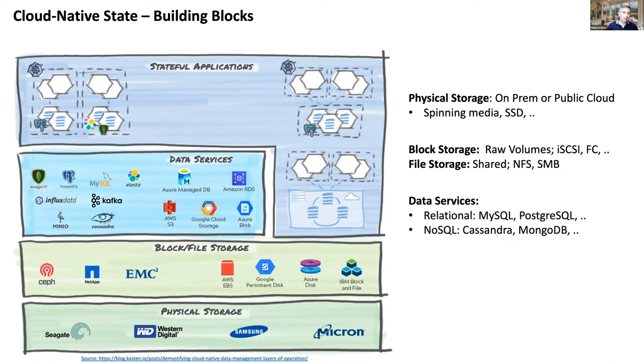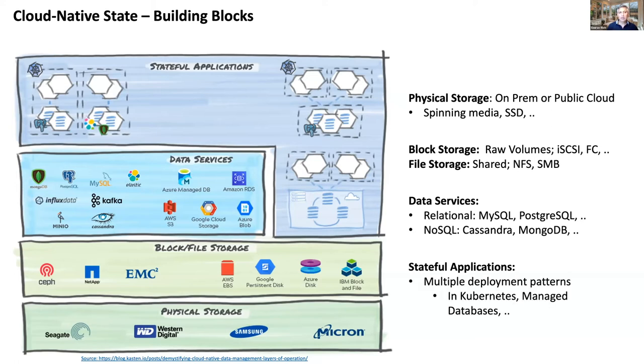The layer above it is the data services layer. This includes relational data services, MySQL, Postgres, SQL implementations that you commonly see, as well as an embarrassment of riches when it comes to the NoSQL category of databases, whether key value stores like Redis, document stores like MongoDB, or wide column stores like Cassandra. All of these belong to the modern databases or data services category. Another one I'll point out here is object stores or blob stores, which are also considered part of the data services category in this picture. Again, this could be in the cloud or on premises.